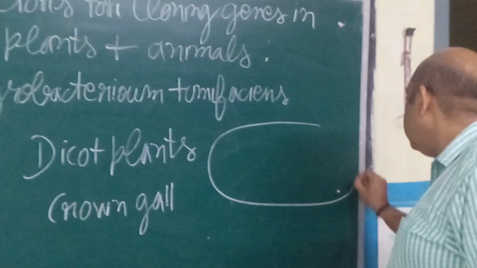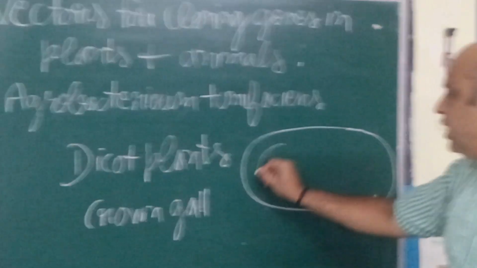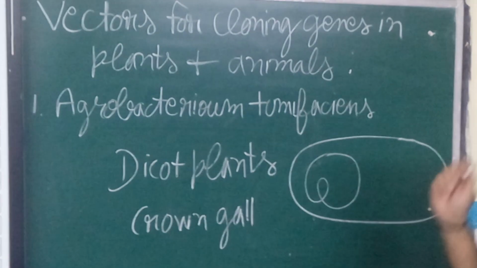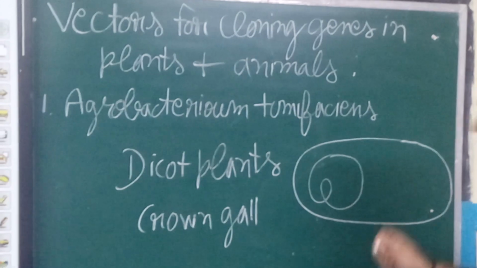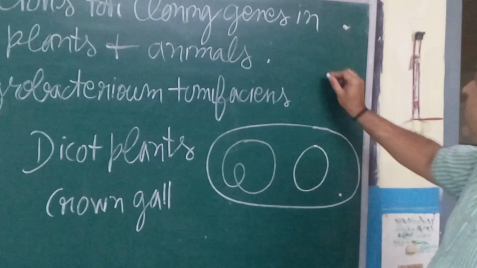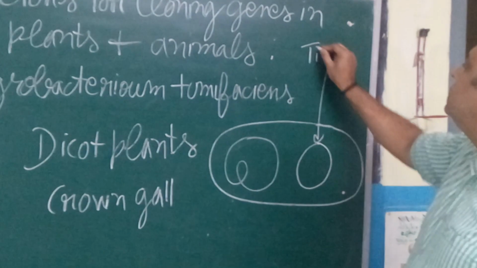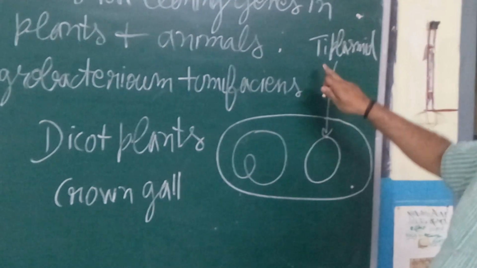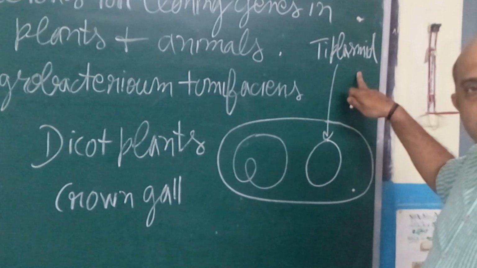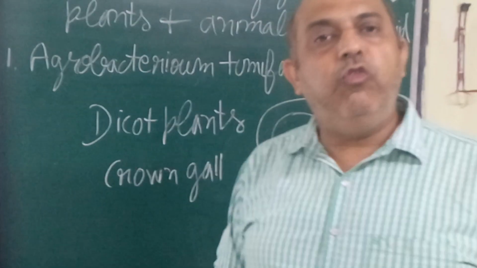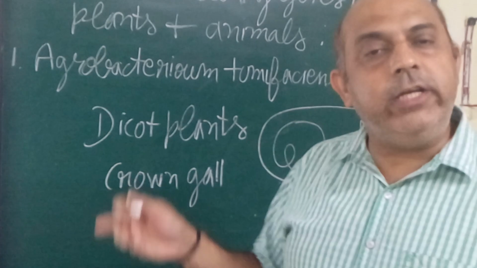When we studied this bacteria, it was found that it is a normal bacteria, just like other bacteria, having its genetic material, that is the nucleoid, a circular molecule of DNA, and a plasmid. That plasmid was named the TI plasmid. Here TI means tumor-inducing plasmid. It was found that this TI plasmid is responsible for causing gall disease to the dicot plant.